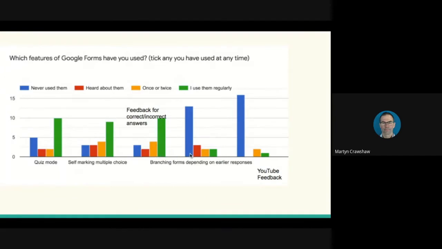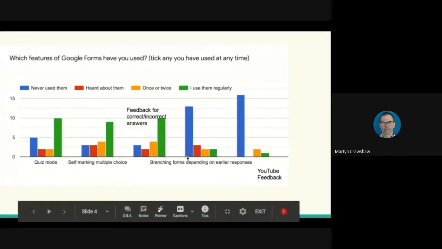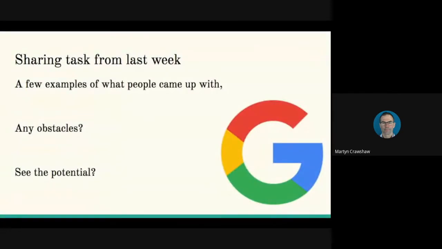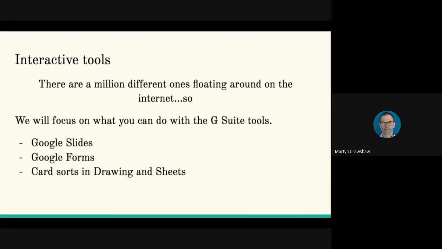But then branching forms, again, that's not immediately obvious, but once you've seen it once, you go, right, we'll do that. And then giving feedback on YouTube clips, again, is dead easy. And we'll also finish off with just using another couple of Google products, the drawings and sheets, to do something similar. So we're just going to go on to the task that you did last week, and then I'll go on to the use of slides, forms, and drawings and sheets.